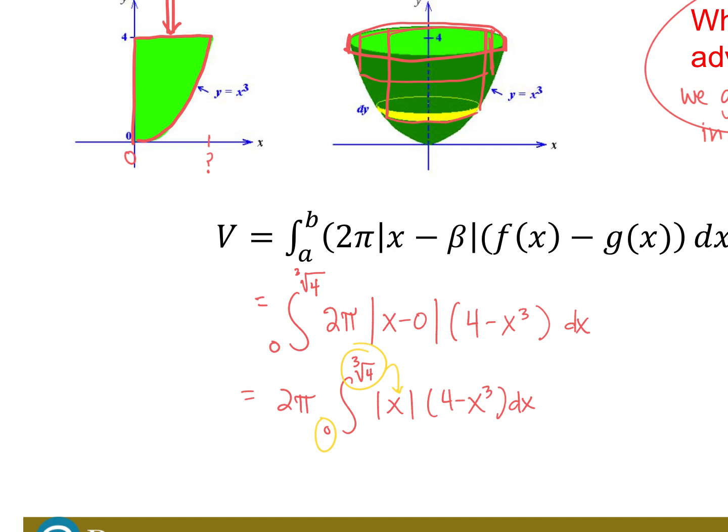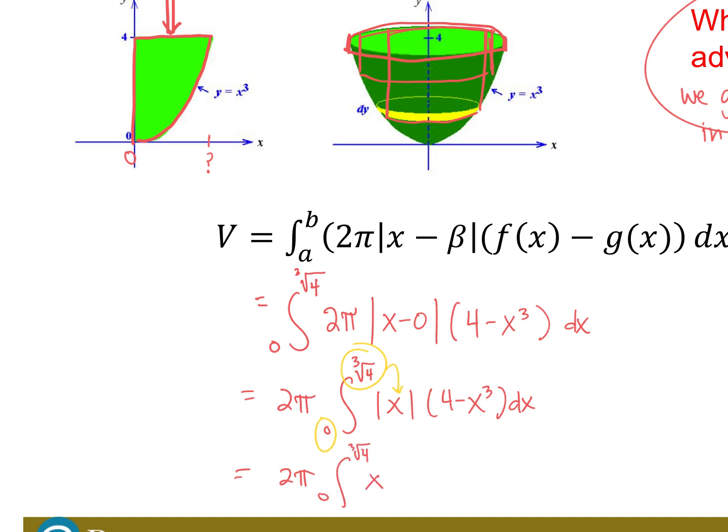Yeah. Only the x. Only the radius. We need the radius to be positive, and that's the only thing we have to worry about. Okay. So in this case, I don't need the absolute values, so I can remove them.